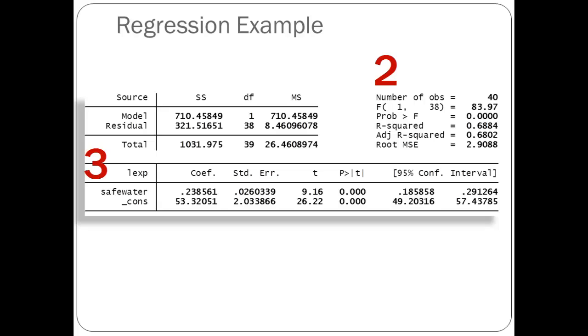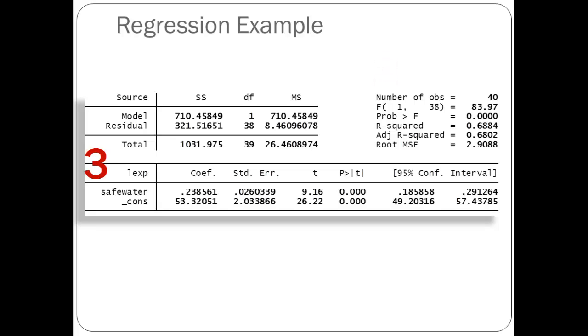In this case, 0.6884. In other words, we decrease our prediction error by nearly 69% by knowing what percentage of a country has access to potable water compared to not knowing that. Or nearly 69% of the variation in life expectancy is correlated with or associated with or co-varies with access to potable water.